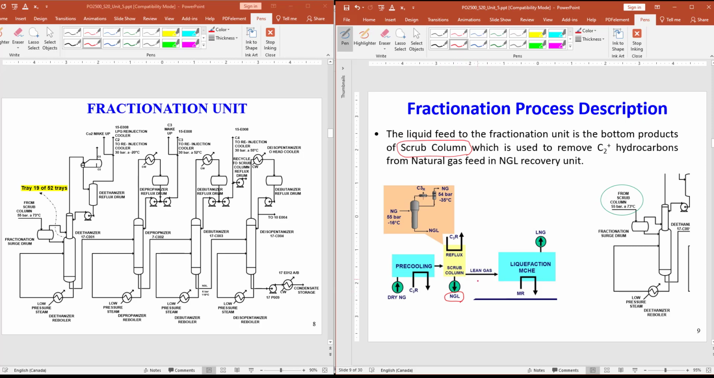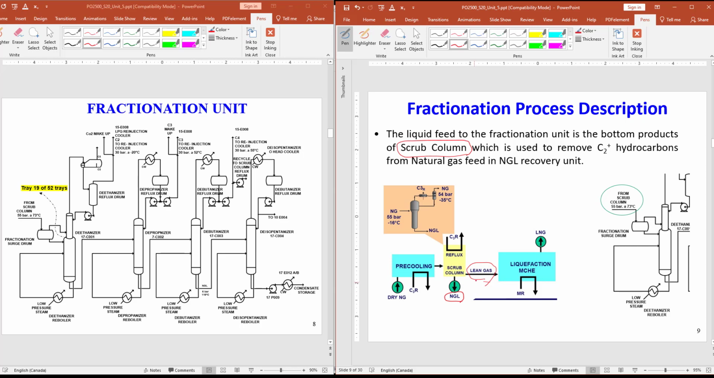We have our natural gas that has a lot of components. These components are mainly methane and some other heavy molecules like ethane, propane, butane, and so on. We need a lean gas that is sent to the liquefaction unit, or to the main cryogenic heat exchanger. Lean gas means a gas which is mainly methane.